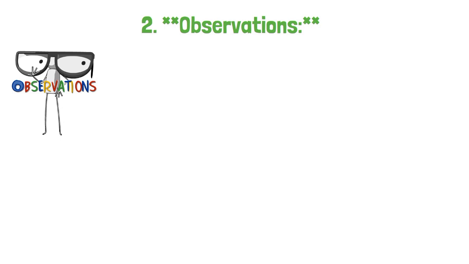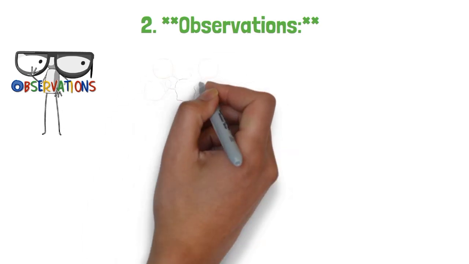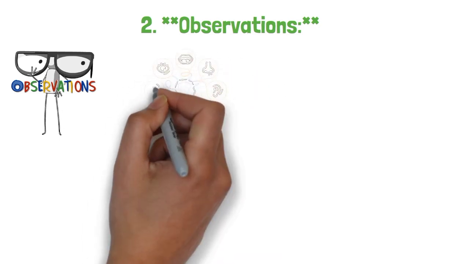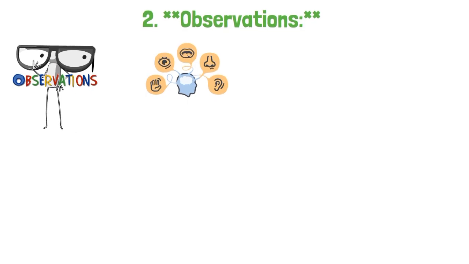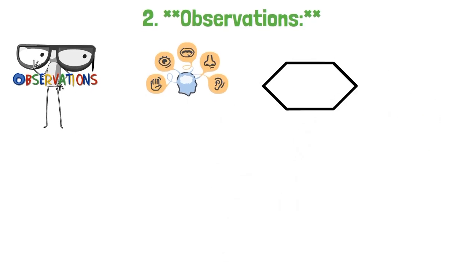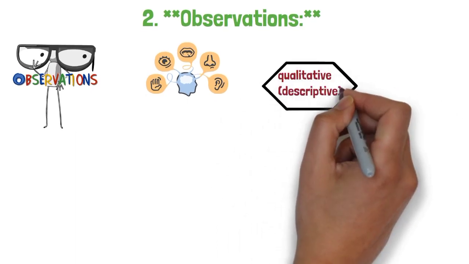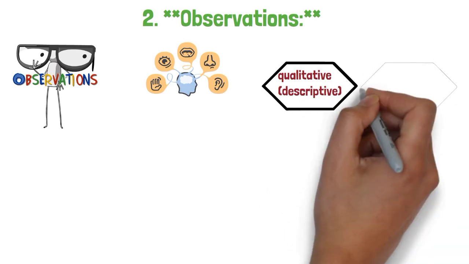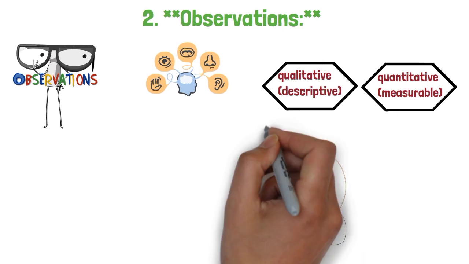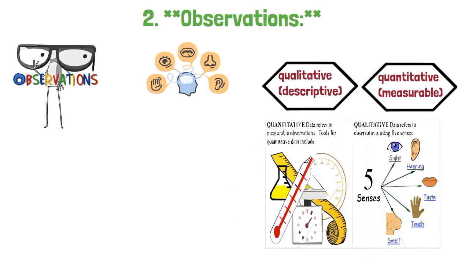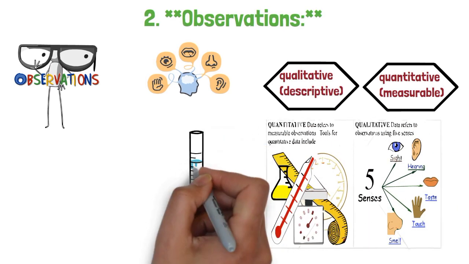These observations can be based on the 5 human senses: vision, hearing, smell, taste, and touch. Biologists may recall previous observations or make new ones. These observations can be both qualitative, descriptive, and quantitative, measurable. Quantitative observations, measured in numbers, are considered more precise.